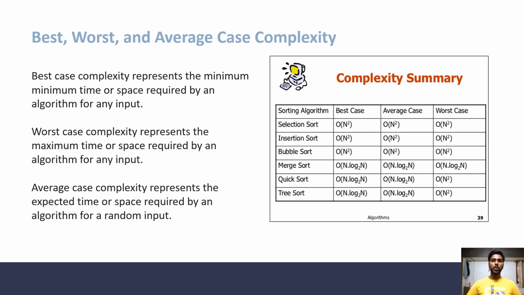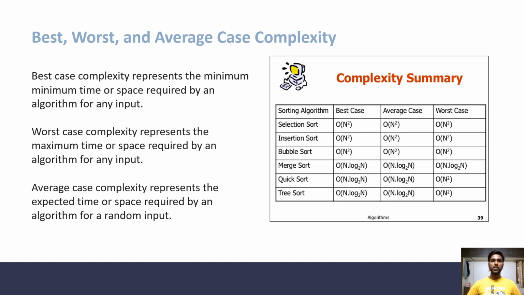Now we'll see the complexity summary. The first one is selection sort. The best case is big O(n squared), the average case is big O(n squared), and the worst case is big O(n squared). The next one is insertion sort. Best case is big O(n squared), worst case is big O(n squared), average case is big O(n squared). The next one is bubble sort. Best case is big O(n squared), average case is big O(n squared), and the worst case is big O(n squared).